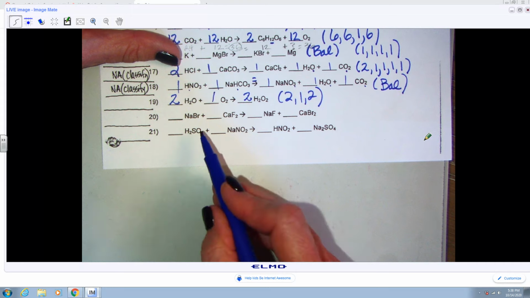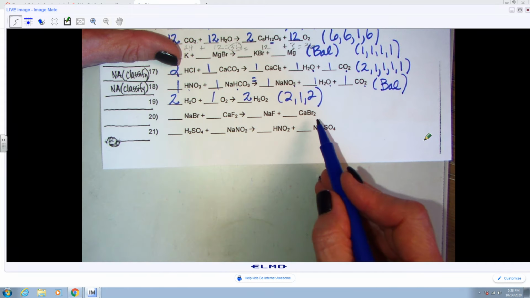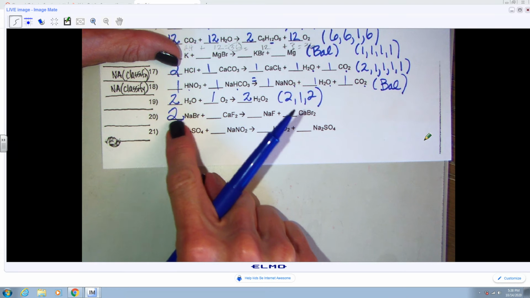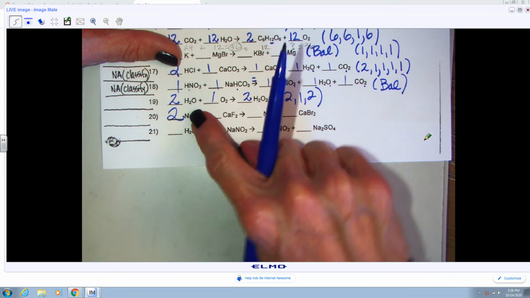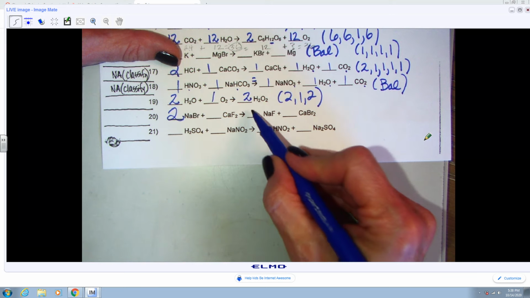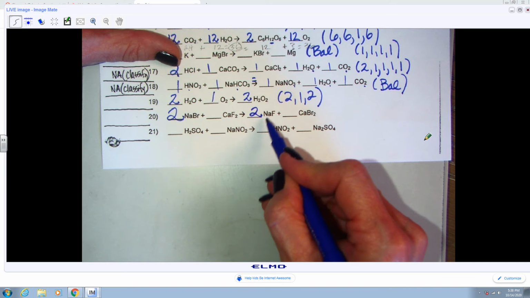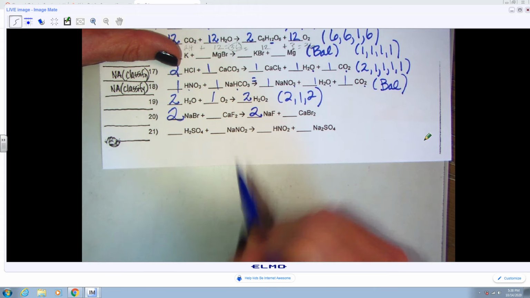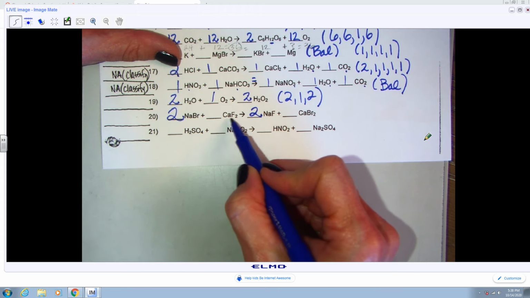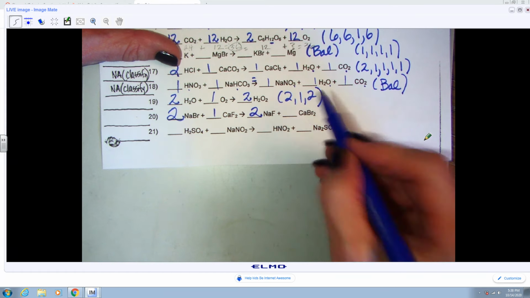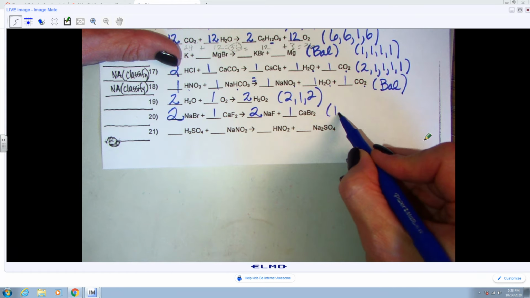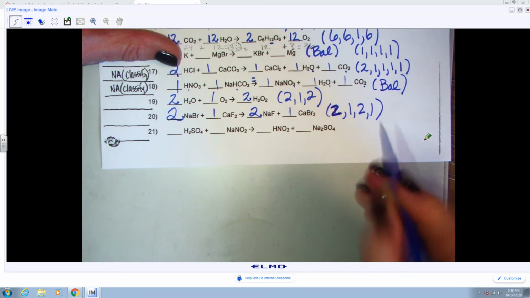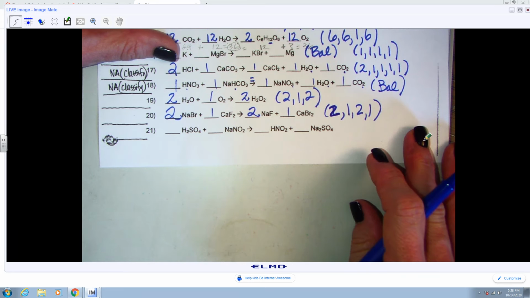Okay, so look across, and I've got 2 bromines here. So let's go ahead and put a 2 there. That gives me 2 bromines, 2 bromines. That makes me have 2 sodiums. So let's put a 2 here. That gives me 2 sodiums. 2 times the fluorines gives me 2 fluorines. I got 1 calcium and 1 calcium. So it's 2, 1, 2, 1.